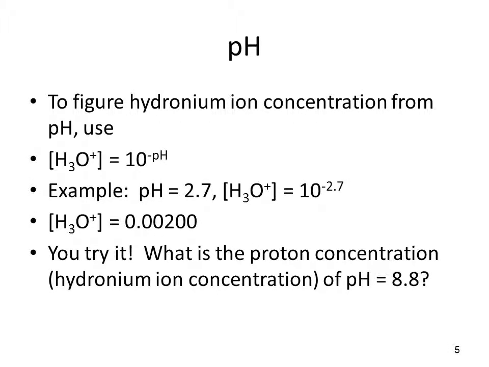To figure hydronium ion concentration from pH, you're going to be using proton concentration is equal to 10 to the minus pH. So if your pH is 2.7, your proton concentration is going to be equal to 10 to the minus 2.7. That will give you that your proton concentration is 0.002. Go ahead and you try it now and determine what is a proton concentration when the pH is 8.8. You should have come up with that it is 1.58 times 10 to the minus 9.